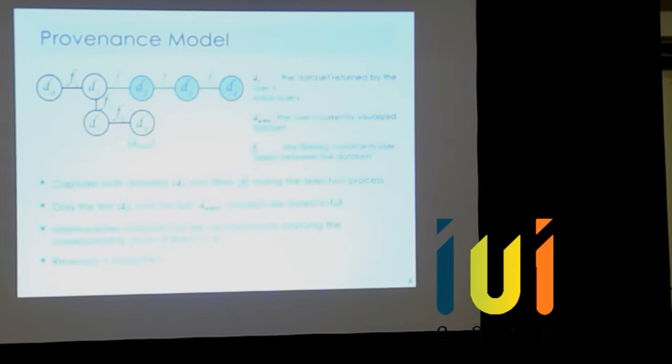And if for any reason the user is not satisfied with this current dataset, reversion is supported in the model. In response to a reversion, the model first cuts back to the selected data point, for example D1 here in this figure, and then extends along a new branch in response to the new filters.